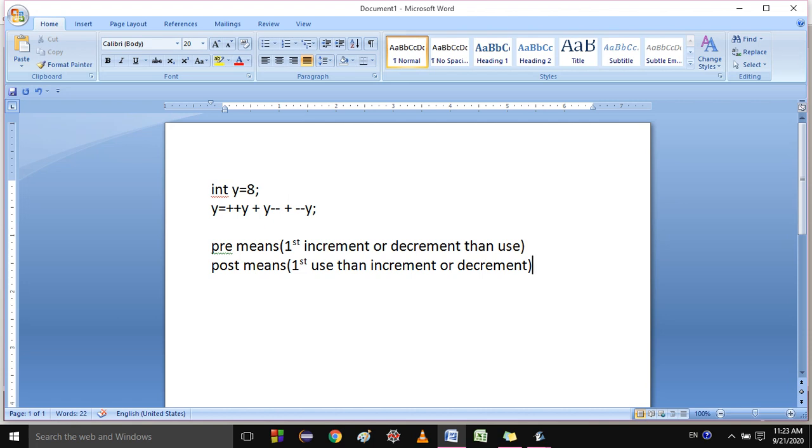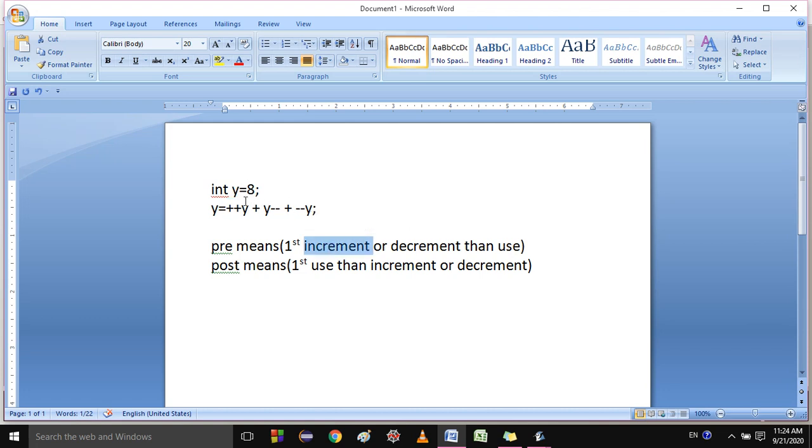So students, what does it mean? It means that first increment or decrement, then use. That means if there is pre-increment, then it will first increment. If there is pre-decrement, then it will first decrement. Okay, I think you can understand what I am saying. So what is here? This is pre-increment. Pre-increment means first increment, then use.